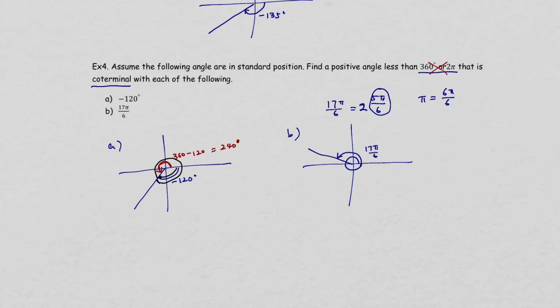But if you're looking for coterminal, you could say just this angle right here, right? What's that angle? That's 5 pi over 6. So coterminal means the same measurement, but different rotations.